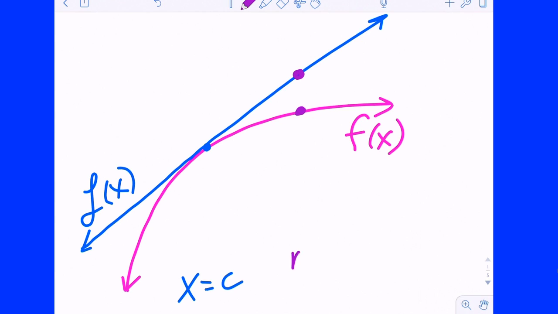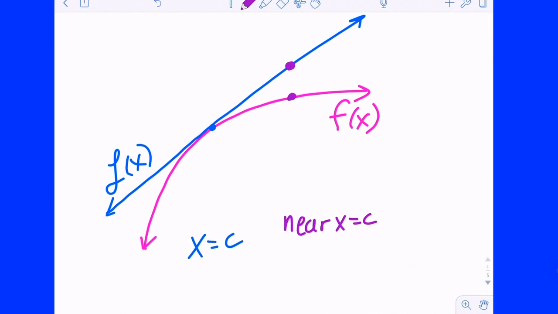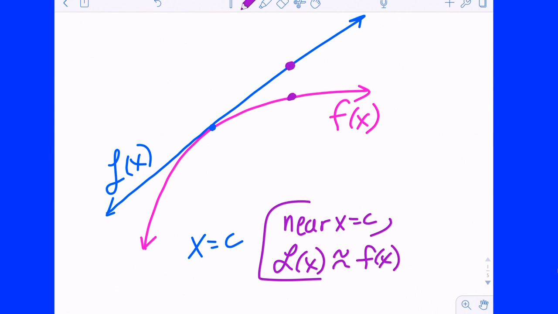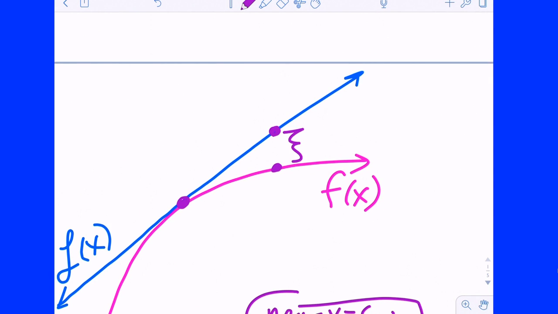And the idea is near x equals c, on either side, we could approximate it to the left of the center of approximation. Near x equals c, L of x is a decent approximation of f of x. That's the whole idea behind linearization. The further away you go from the center, which is x equals c, where they actually have the exact same y value, the worse off you're going to be. In this case, we have an error that is by that amount.